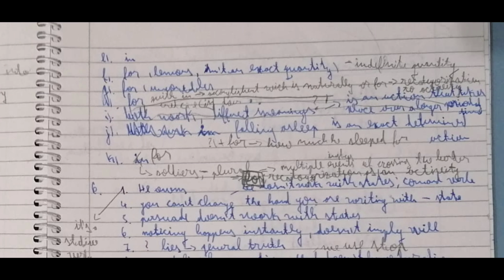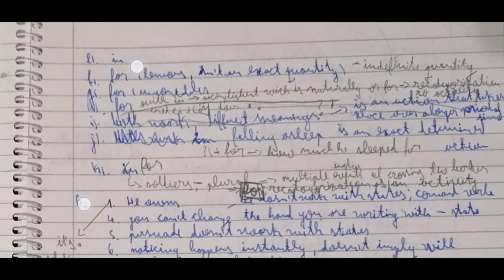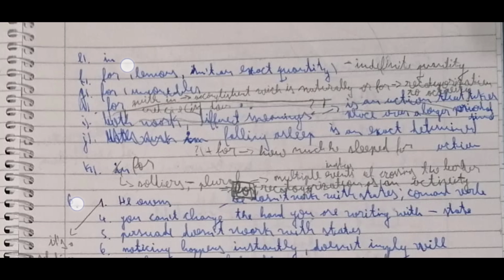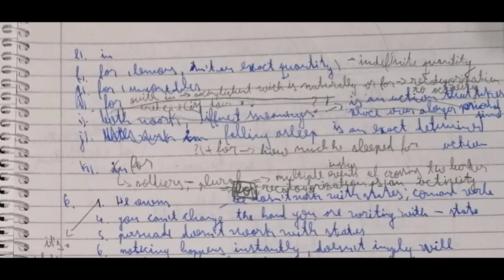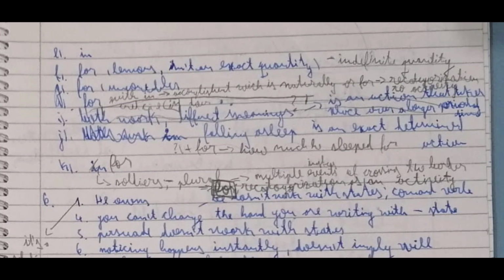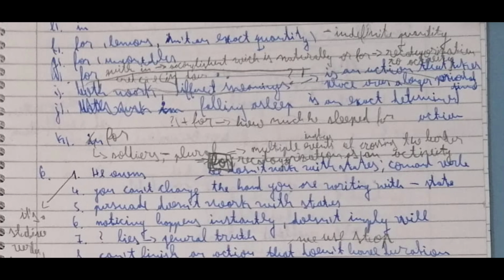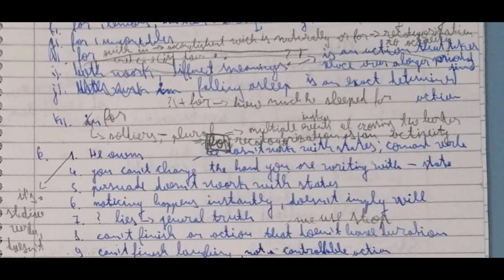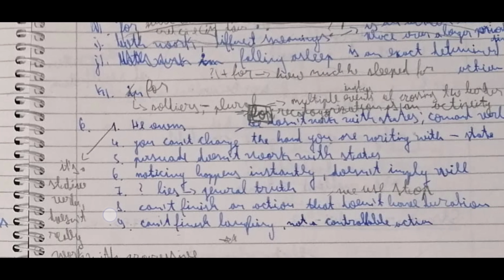For within accomplishment, which is naturally, or for recategorization. Next we have an auction, for a period of time. We have in falling asleep is an exact for how much he slept for. For soldier plural multiple events, all arousing the barber. Recategorization is an activity. He owns.